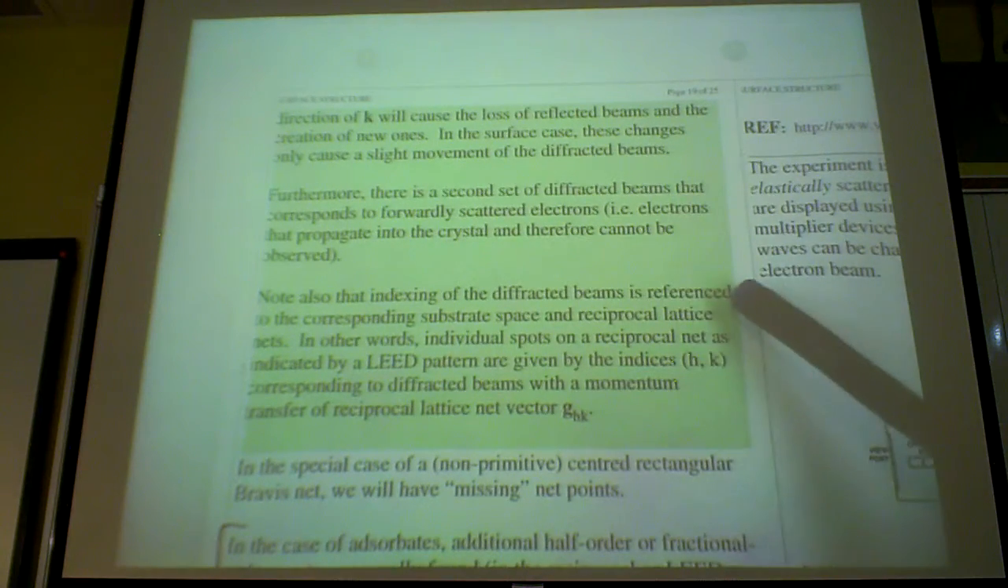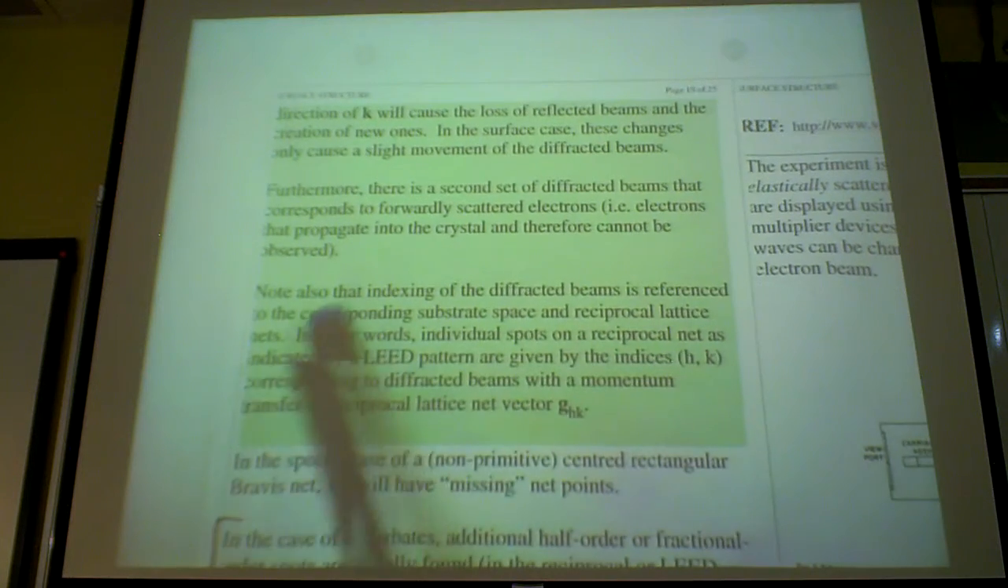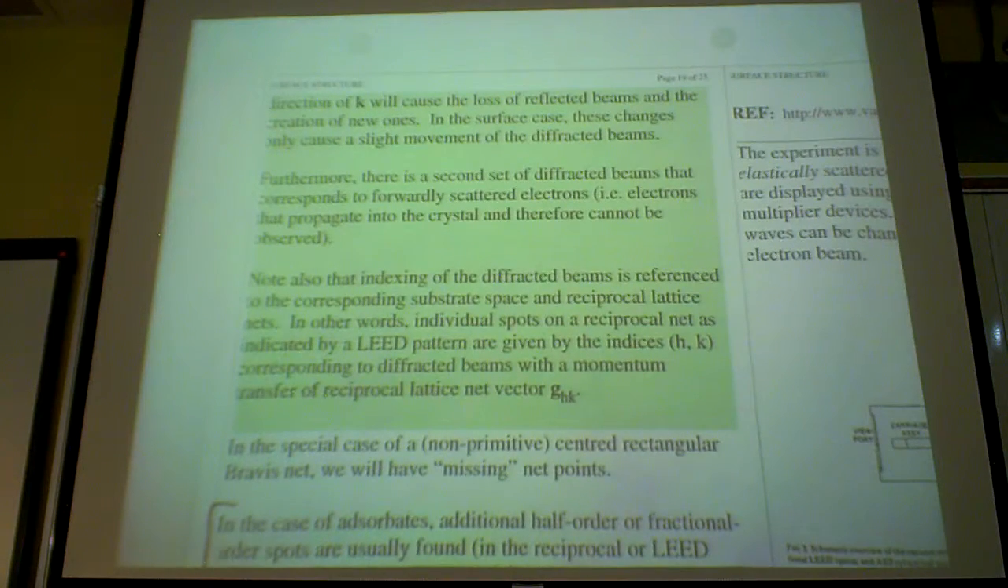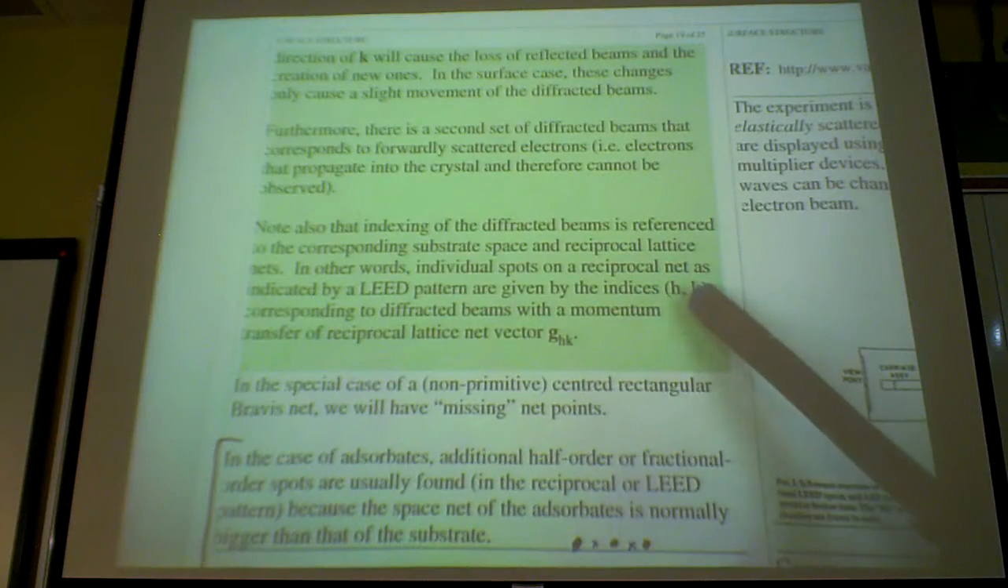We can index the diffraction ring reference. So the other point is that you can index or label the diffracted beams with reference to the substrate space and reciprocal lattice, just like what we had, 1,1,1,0 or 2,0,1,1, this sort of thing. And in the case of LEED patterns, you are given this HK index, right?